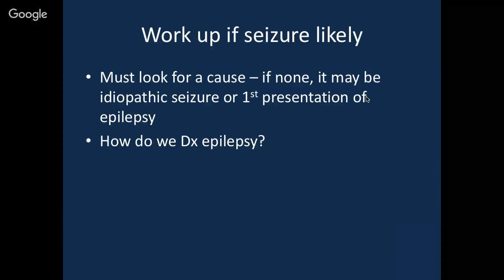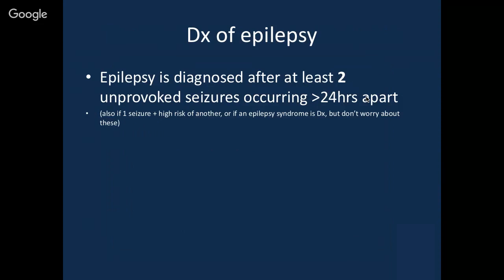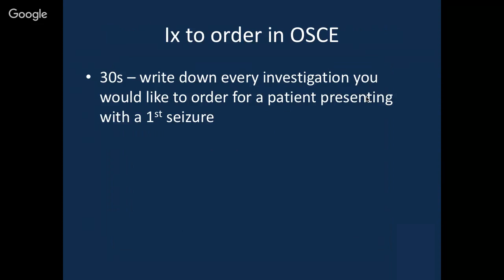Okay, so how do we diagnose epilepsy? I think I already spoke about it before, so I'm not going to make anyone answer. Classically, at least 2 unprovoked seizures occurring 24 hours apart. So if you took ice before each of them, it doesn't count. They have to be unprovoked. There are other criteria as well, like an epilepsy syndrome or high risk of another seizure, but we don't have to worry about those.